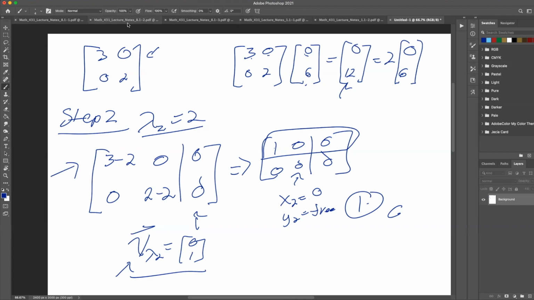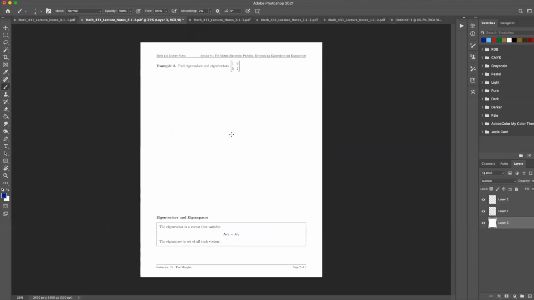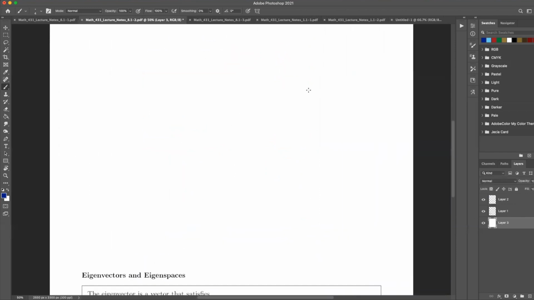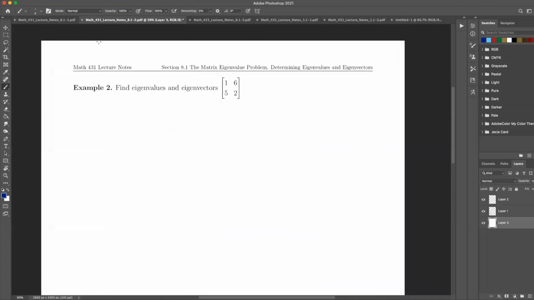So let's go ahead. Let's do this all over again for this. Since this is less trivial, we're going to go nice and slow. All right, so our first step.